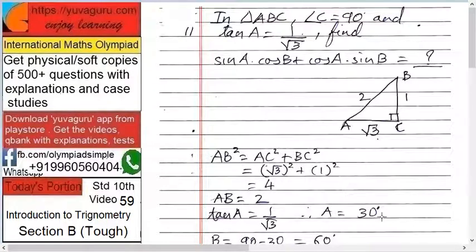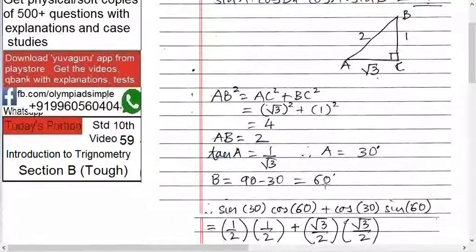If you don't remember the table, then you can use this way also. 1, root 3, and then this is 2, because side square plus side square equals hypotenuse square. That way also you can do it. So B equals 60.